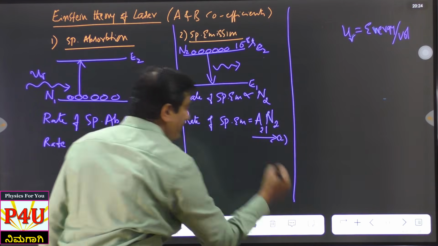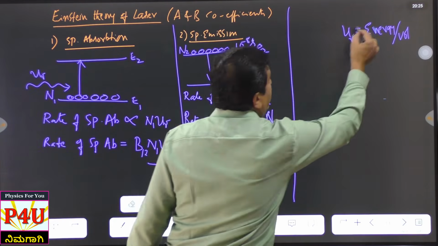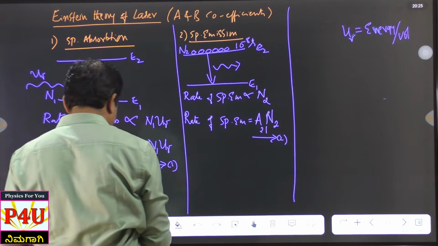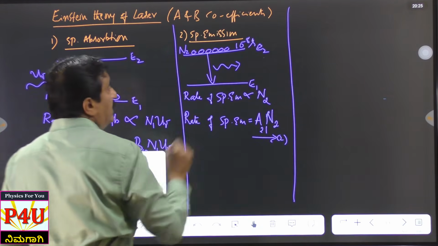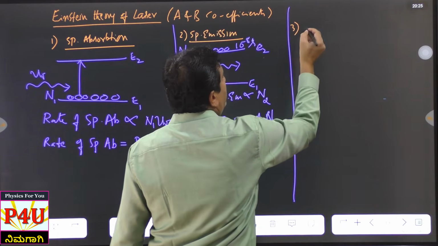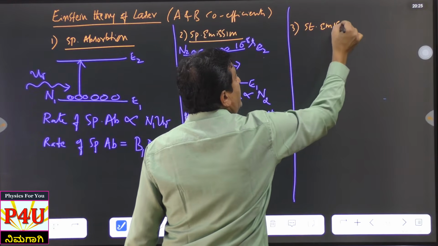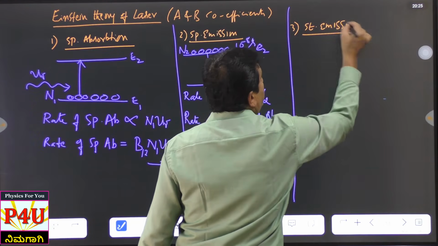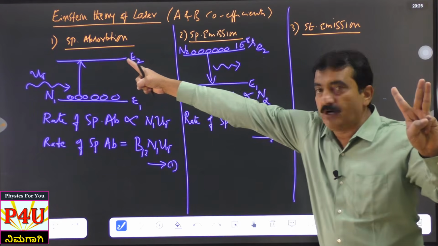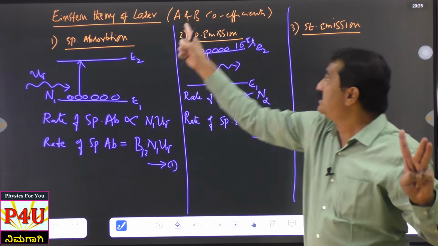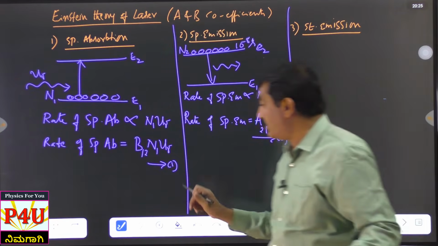So the second possibility is over. Now the third possibility I write here. The third interaction, as I mentioned earlier, is stimulated emission. So the next possibility is stimulated emission. In the previous video I mentioned 3 possibilities. One is spontaneous absorption, we have. Next is spontaneous emission, we have. Next is stimulated emission, which I am going to write like this.